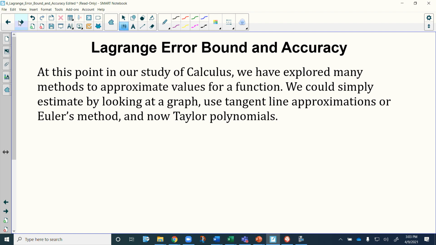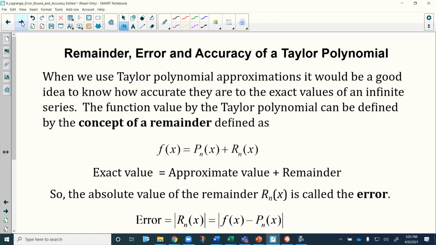But at this point in our study, we've talked all kinds of ways to approximate values of a function. And they're giving you some examples that is by no means exhaustive. You could look at a graph to get its estimation. You can do tangent line approximations, Euler's method, and the most recent approximation method has been Taylor and Maclaurin polynomials. So like I said, it's by no means exhaustive, but there's lots of ways that we can identify an approximation of something that may be easier to do than figuring out what the actual thing would be.